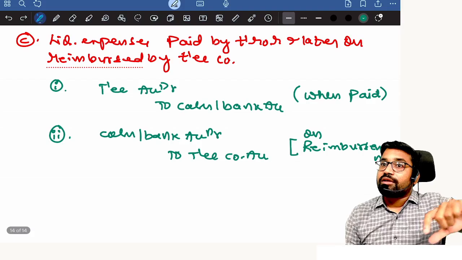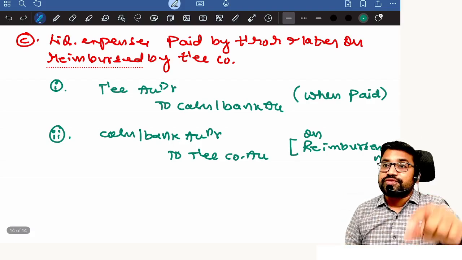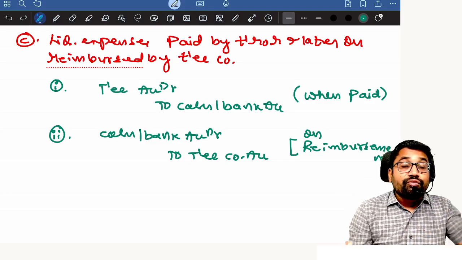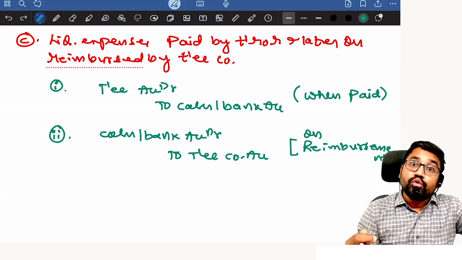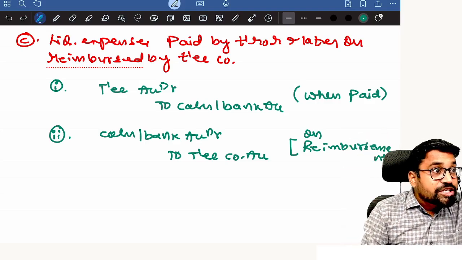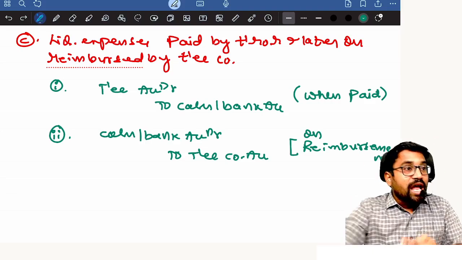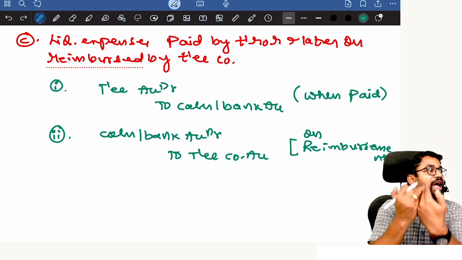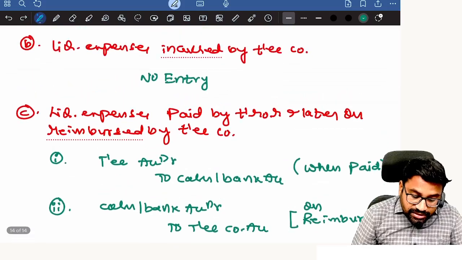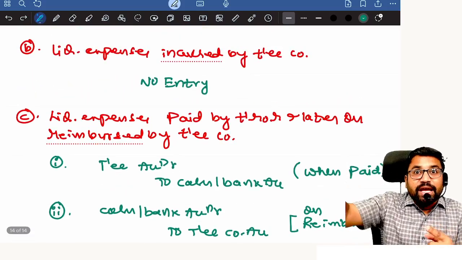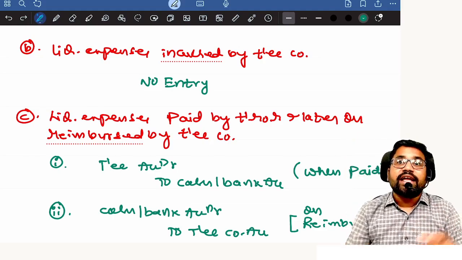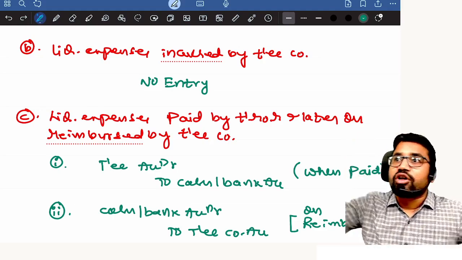Third case is there. In that case, they say to transferor, first you pay, later we will give it back. So when you first pay, you know that this amount is going to be reimbursed by transferee. Therefore, transferee to cash or bank, and when actually you receive the payment, cash or bank to transferee, that means in effect no entry passed. But the difference between B and C is, in B, transferee company said directly we will incur. In C they said indirectly: first you incur, later on we will pay.